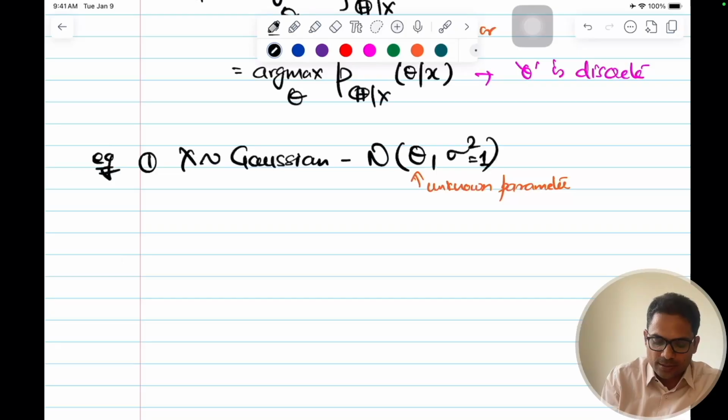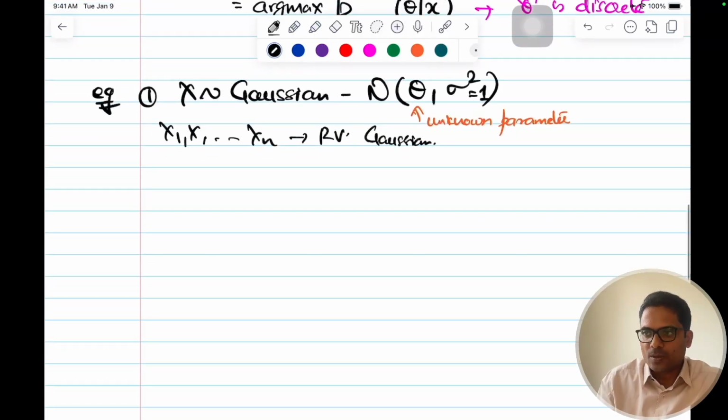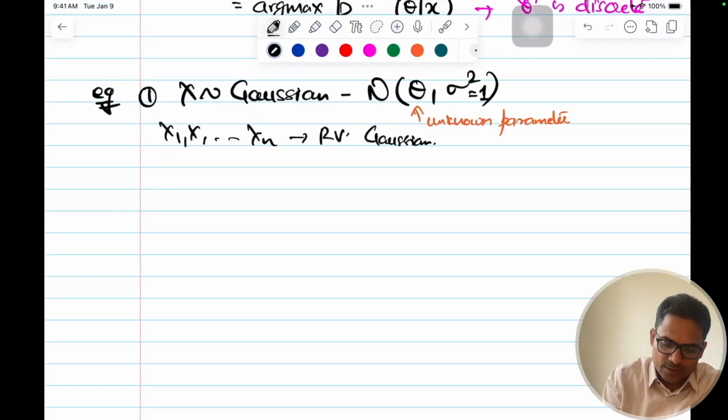Let's assume that this is the underlying distribution of the data, and that x1, x2, similarly xn are Gaussian random variables. Okay, so let's do case by case.